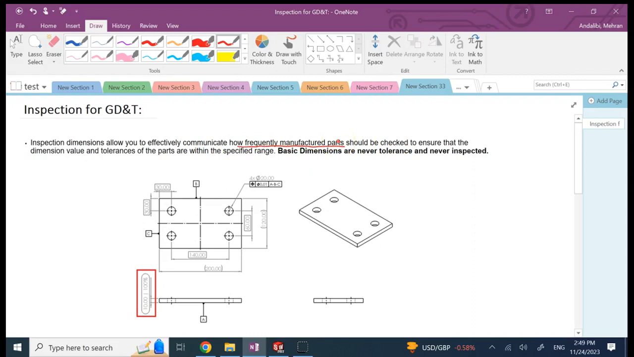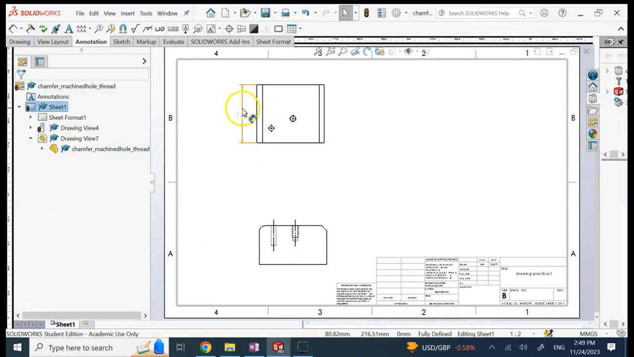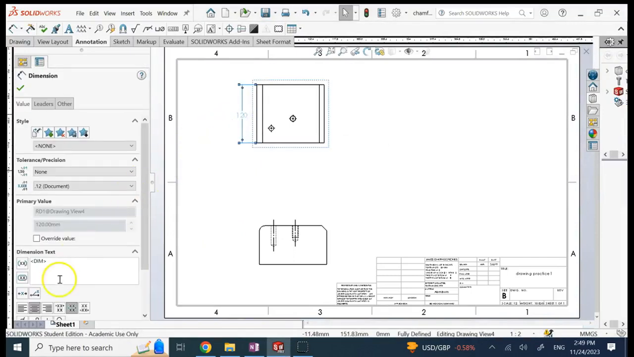And the important thing we have to keep in mind is basic dimensions will never be toleranced and will never be inspected, okay? So they are never toleranced and they are never inspected. This is very critical. So if you want to do that in SolidWorks, here you have this dimension, you want to inspect it, so you click here, right? And then you go down there.